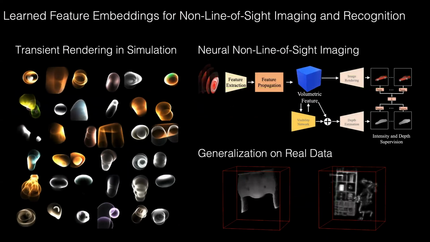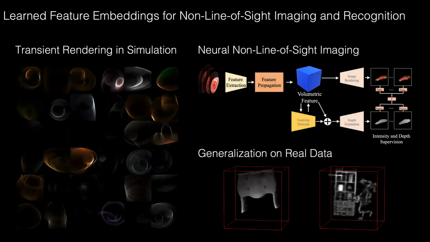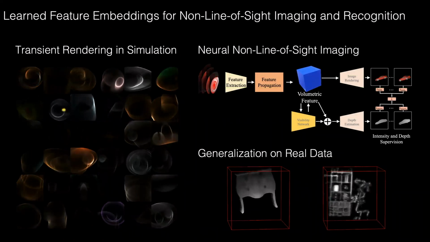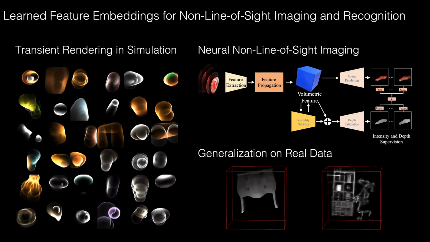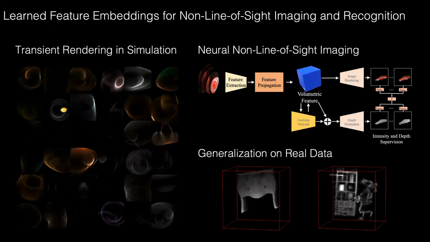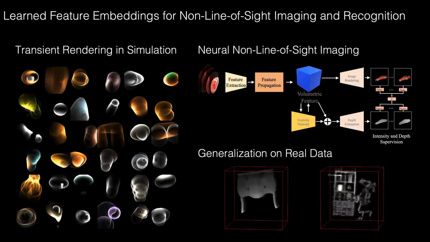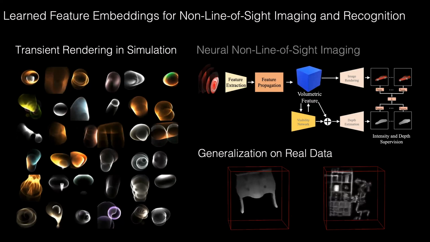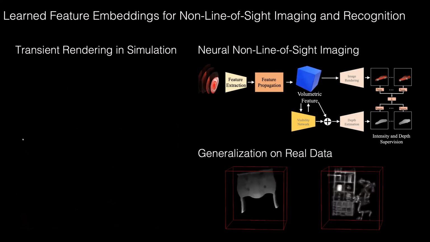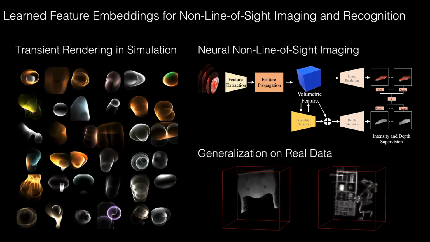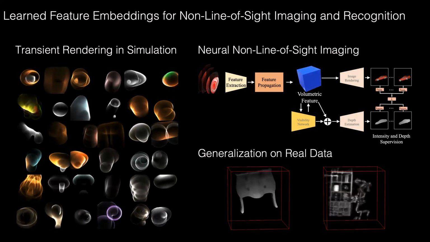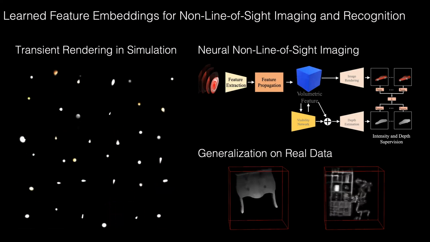In summary, we propose the first neural reconstruction method for non-line-of-sight imaging. We achieve this by introducing an efficient transient rendering method, with which we created the currently largest training dataset for non-line-of-sight imaging, and a neural reconstruction method for non-line-of-sight imaging and recognition that generalizes exceptionally well to real data when trained only on synthetic data.